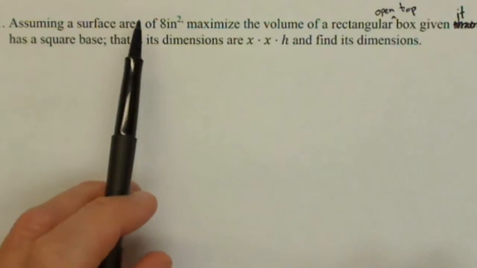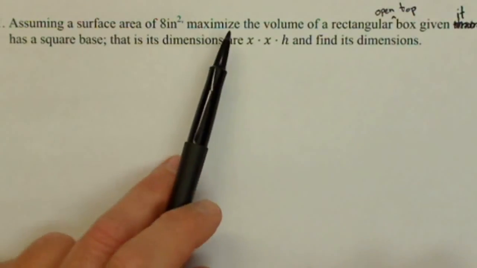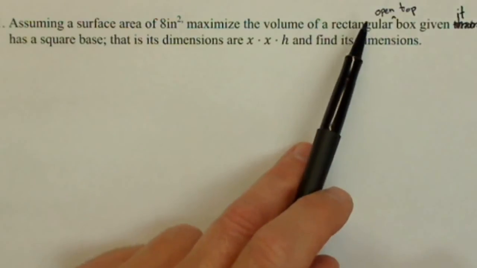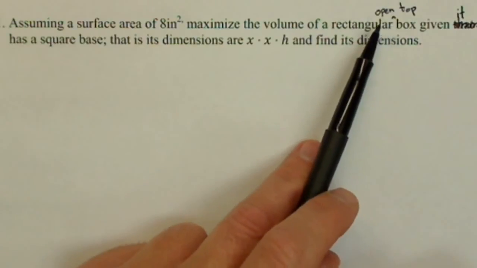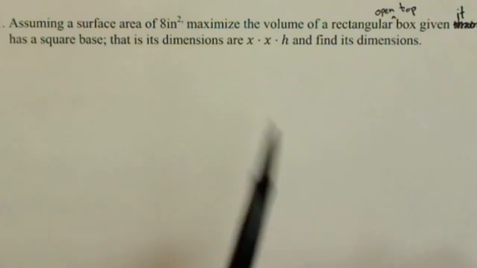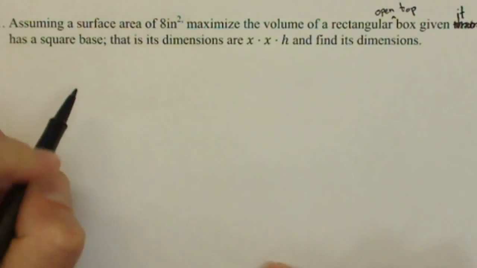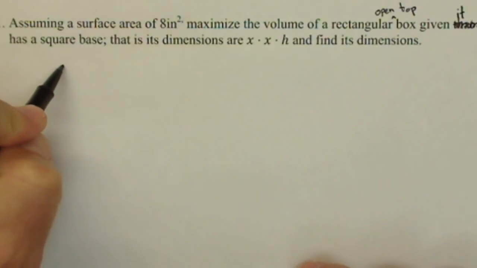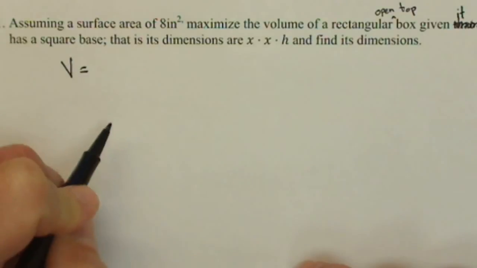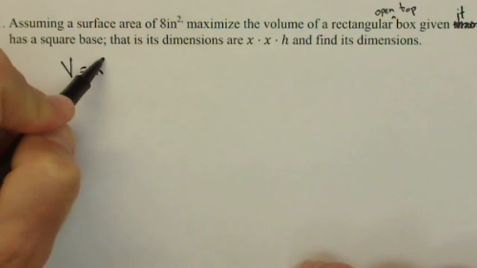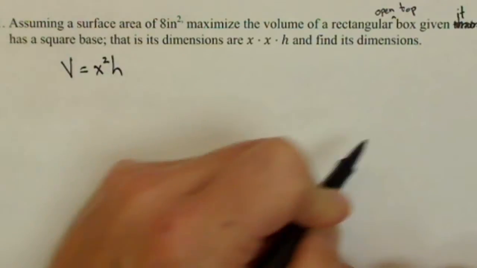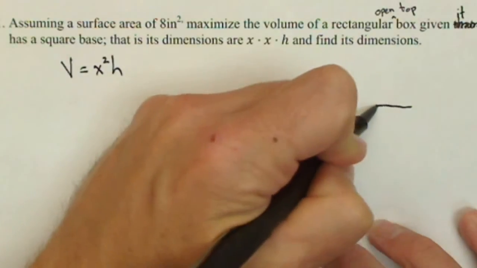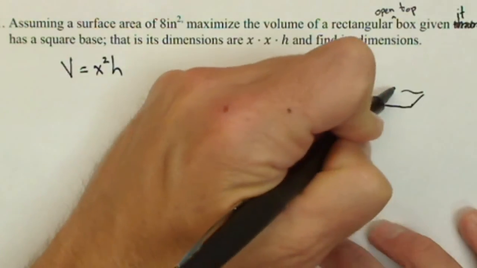So assuming we have a surface area of 8 square inches, we're going to maximize the volume of an open top box that's rectangular in shape and has a square base. So we need two things. We need the objective function, the one we're trying to optimize, so V equals x squared h, because that's the base times h.